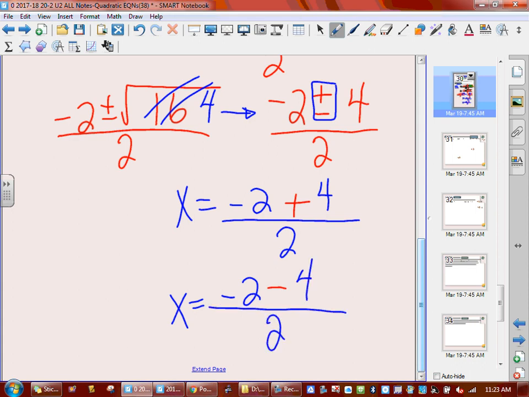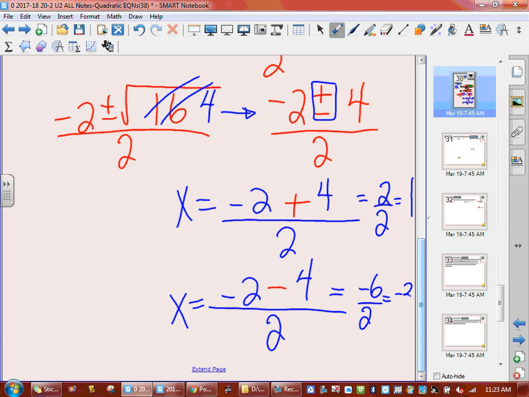So again, we're in fraction form. So what that means is we have to solve the top to one number before we can divide. Okay? That's the way BEDMAS works. So on this part, we're going to go 4 plus negative 2 is 2. So this guy is 2 over 2, which equals 1. So we know this x-intercept is at positive 1. Over here, I have negative 2, subtract 4, gives me a negative 6. Divided by 2 is negative 3.